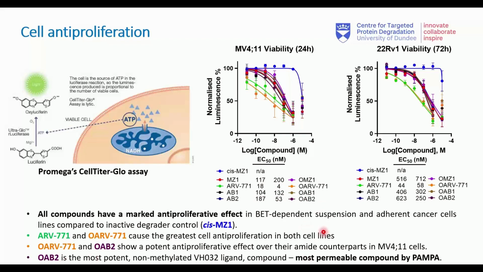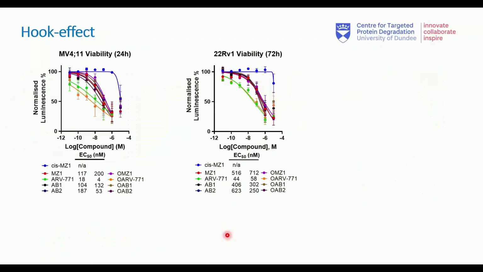And what's also nice to see is that our most permeable compound by PAMPA is OAB2, and this is also the most potent non-methylated VHL ligand compound. So this is nice, that we're starting to see a correlation between permeability and efficacy.